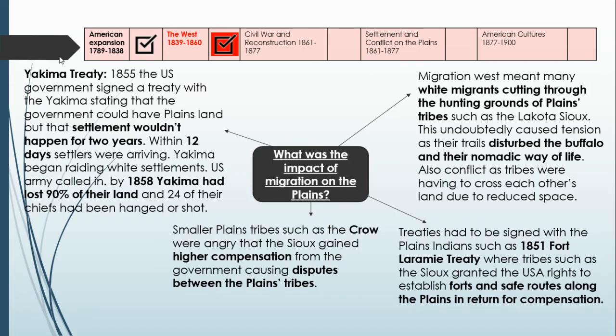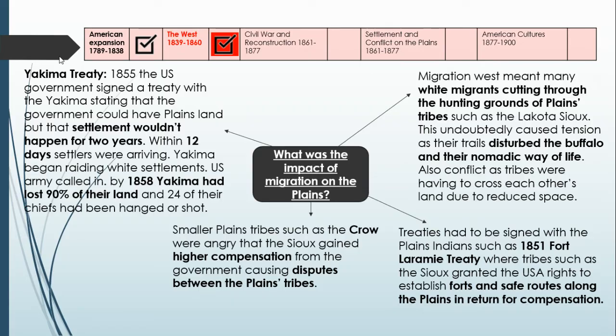So the Yakima do sign it, they agree, but they have 2 years' grace, really, where they can sort themselves out, perhaps somewhere else to live. But within 12 days of this treaty being signed, settlers were arriving. So this is a clear sign that the treaties don't live up to expectation from the natives.